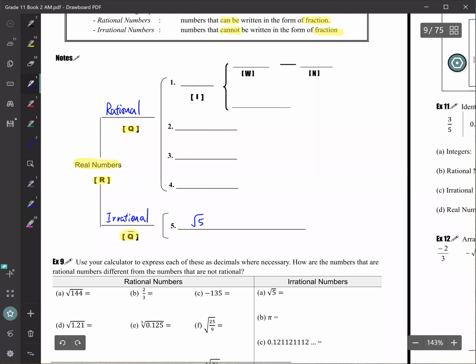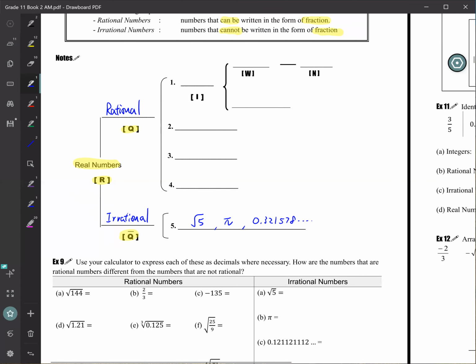So root 5, because it's a decimal, if you type it into the calculator, it will go on forever. So that's why it doesn't belong to a fraction. Something like pi, it doesn't have a pattern. Even though it may look like a pattern, it doesn't repeat. Something like 0.321, random, 5, 7, 8, blah, blah, blah.